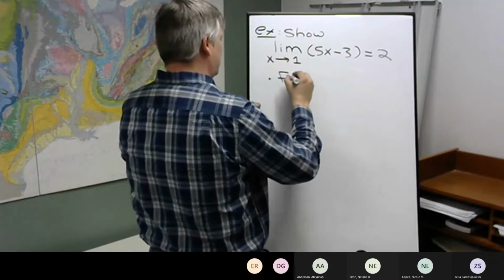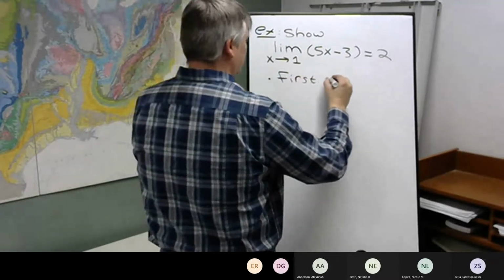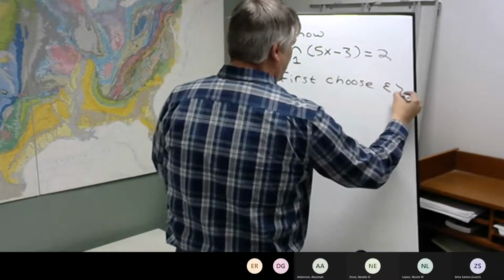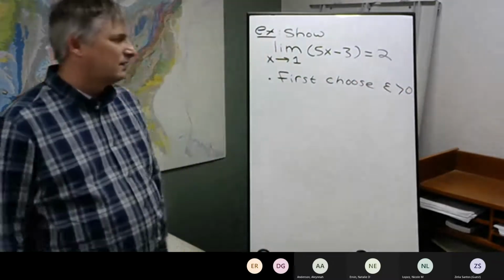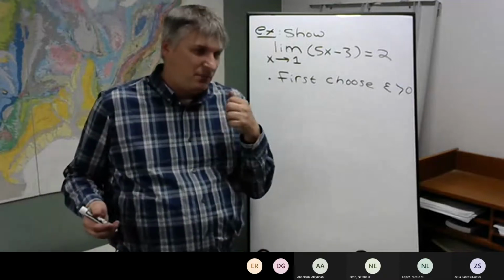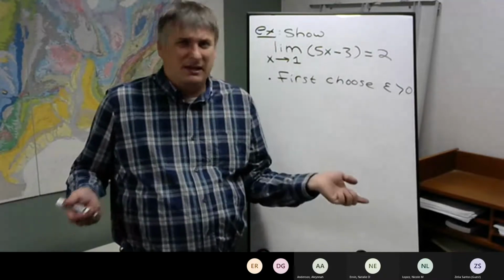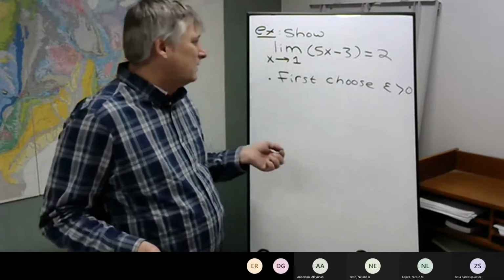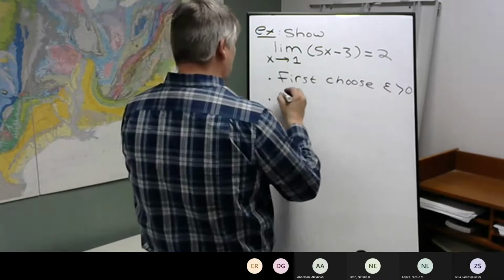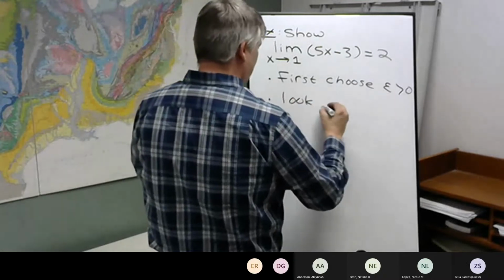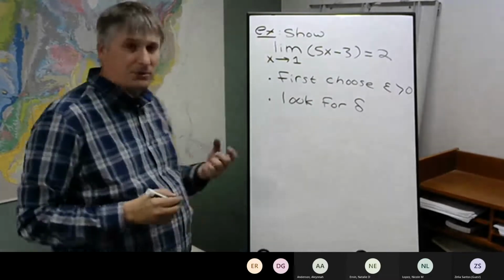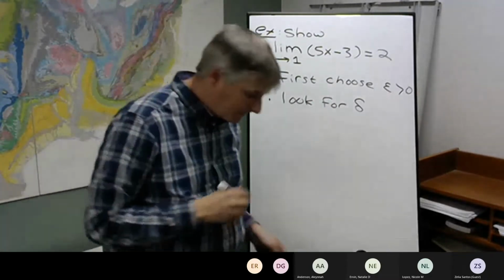Well, first, choose epsilon greater than 0. Now, I might not actually choose this. I might just say, well, I'm just going to let epsilon be any tiny number bigger than 0. And okay, that's good enough for me. Then we'll look for delta. We're going to choose epsilon, and then we're going to look for delta.